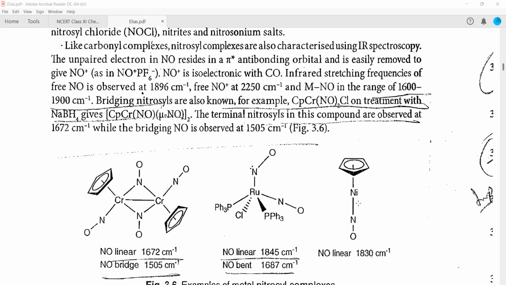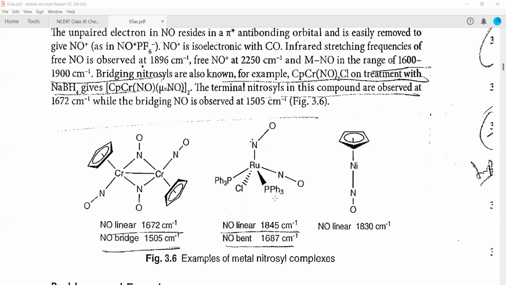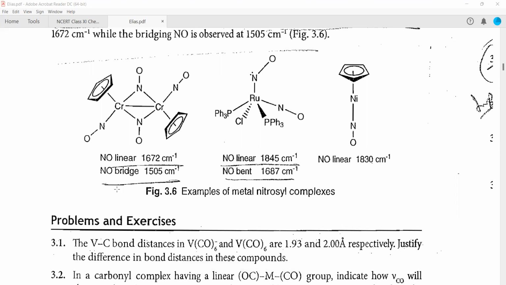So this is the linear fashion of nitrosyl ligand binding to the metal center. This is the bent fashion, where the lone pair exists at the nitrogen. And then there is NO as terminal and as bridged. We can see that when the NO is terminal, the stretching frequency is greater. When the NO is in the bridged fashion, the bond strength or the stretching frequency is lesser. And the reason behind it is very much evident now.